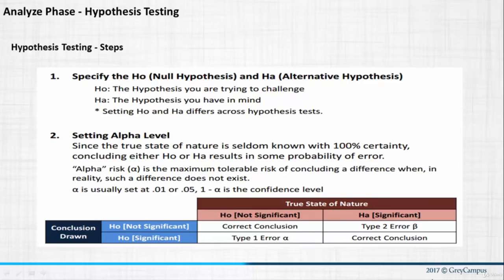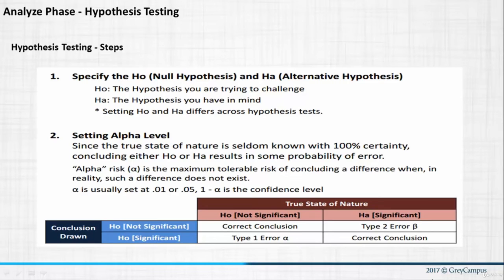Next, we set the alpha level. In most industries, our alpha level is set at 0.05. The confidence level is 1 minus the alpha level. What that means is if we have a 0.05 alpha level, 1 minus that is 95%. We would be 95% confident in the statement or conclusion that we draw.